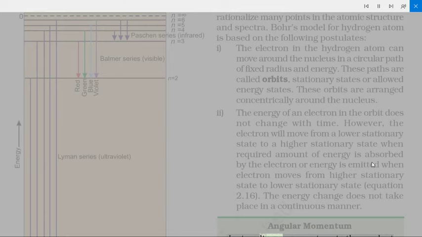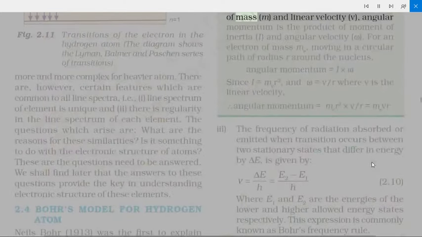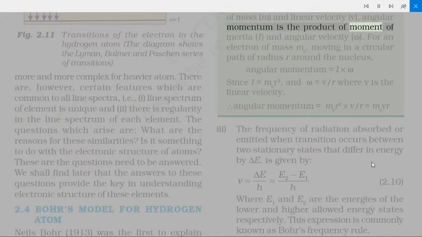Angular momentum, just as linear momentum is the product of mass, m, and linear velocity, v. Angular momentum is the product of moment of inertia, I, and angular velocity, omega. For an electron of mass m, moving in a circular path of radius r around the nucleus, angular momentum is equal to I times omega. Since I = m r^2 and omega = v/r, where v is the linear velocity, angular momentum = m r^2 times v/r = m v r.